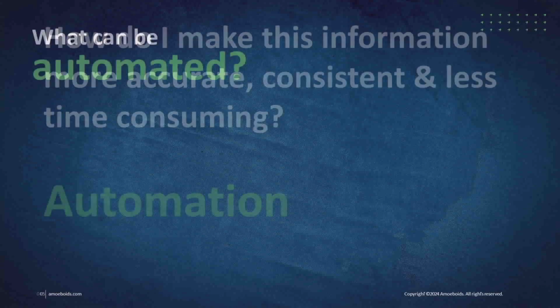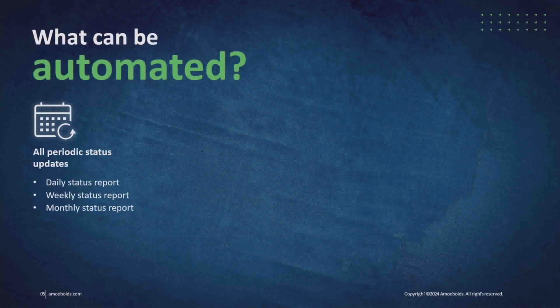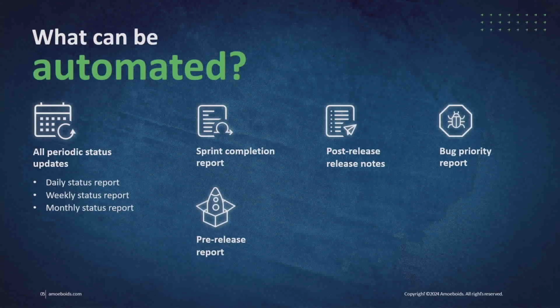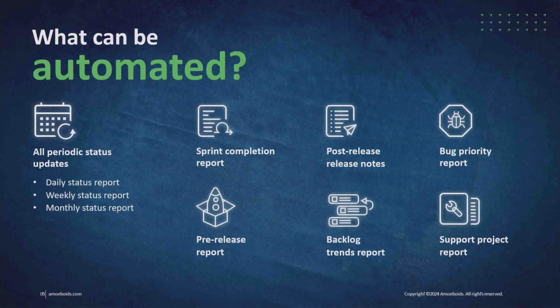So let's see what I'm talking about. Every periodic status update, you can automate it. Daily, weekly, monthly, whatever it is. Then you've got sprint completion reports. Then you've got release notes that you send out to various stakeholders after the release is live. Then you've got a bug priority report. All these names: pre-release report, backlog trends report, support project report.